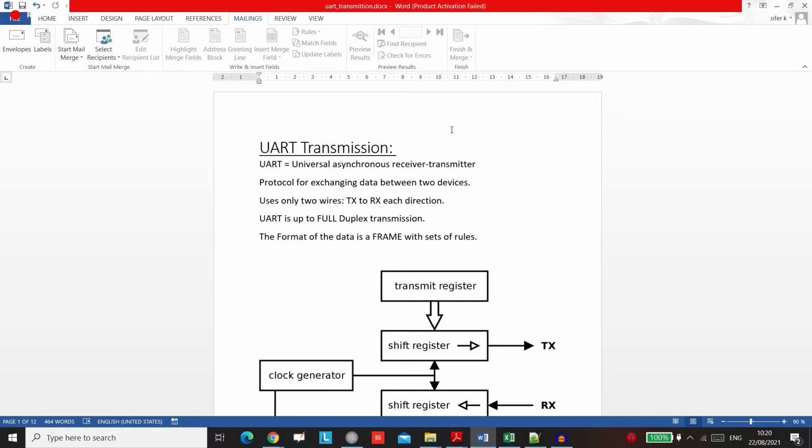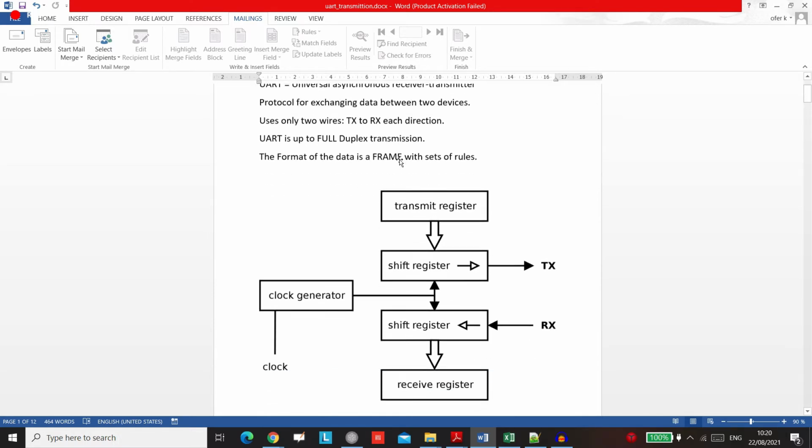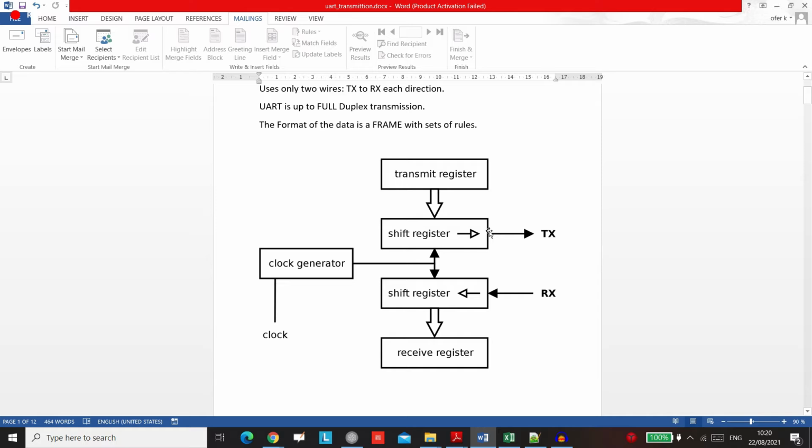So if you think about a UART, it looks like this. The format of the data is a frame, with a set of rules. We'll talk about this in the next lectures. In a UART, we have a shift register to transmit the data, and we have a shift register to receive the data. This is why it's a full duplex transmission.